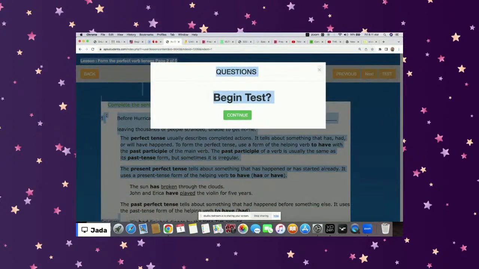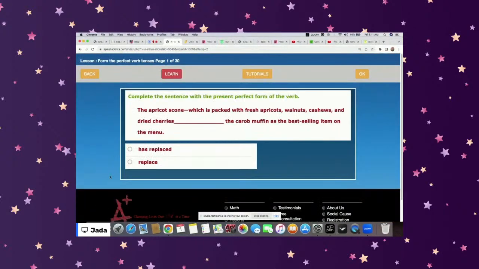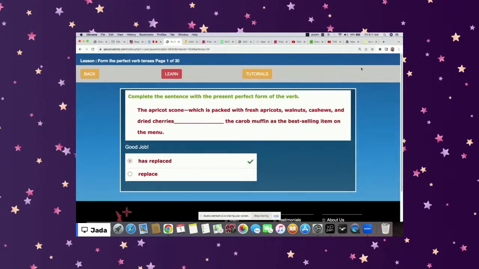Please send in your answers so that we can interact, and so that I'm sure you know what we're talking about and what we're doing. This says that you should put the present perfect. The apricot scone, which is packed with fresh apricots, walnuts, cashews, and dried cherries, empty space. The carob muffin as the best-selling item on the menu. Okay, has replaced. Thank you for your answer.